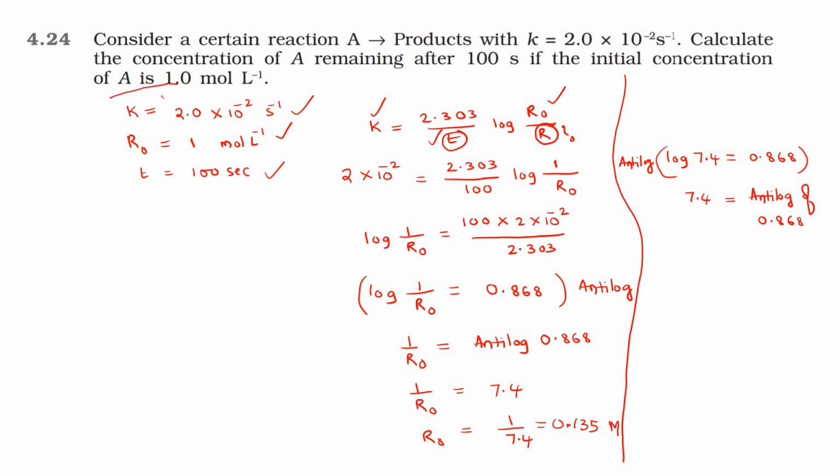Now after substituting what you are going to get, now you send everything here. Now we are going to get this expression here. Next, after doing this mathematical calculation, you are going to get this value as 0.868 here. Now take antilog here. Antilog and log get cancelled here. Now antilog of 0.868 is equal to 1 by R naught. You will get like this. Now how to get antilog of 0.868? You take log 7.4 is equal to 0.868.